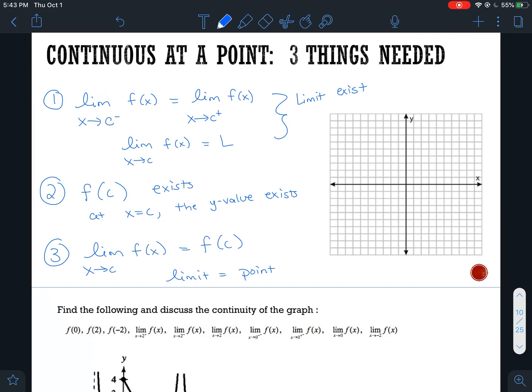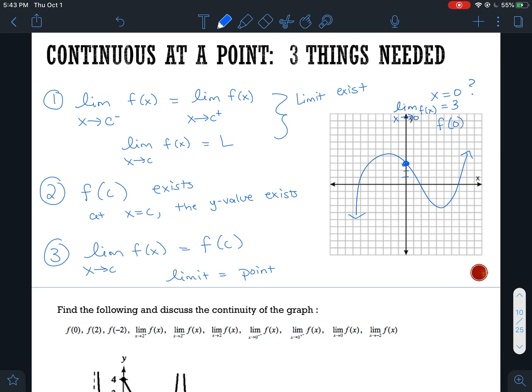The point needs to exist, the limit needs to exist, and the point and the limit need to have the same value. So for instance, if I were to just graph this, and let's just look at right here. At x equals 0, is the graph continuous? Well, we would have to look at the limit. What's the limit as x approaches 0 of my graph? Well, the limit is just whatever the height is, and my graph is at a height of 3. So the limit as x approaches 0 is 3.